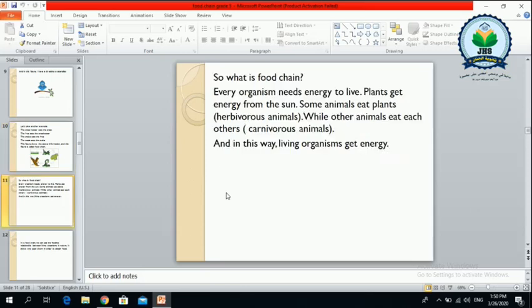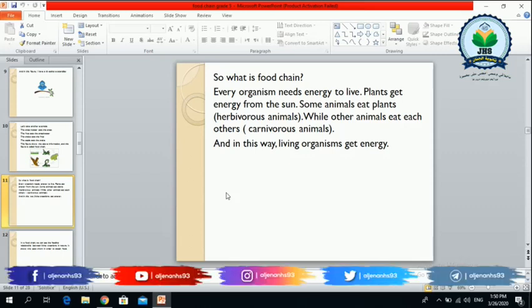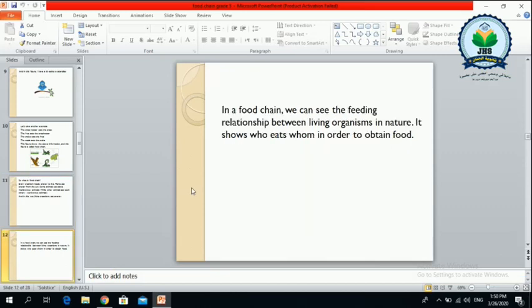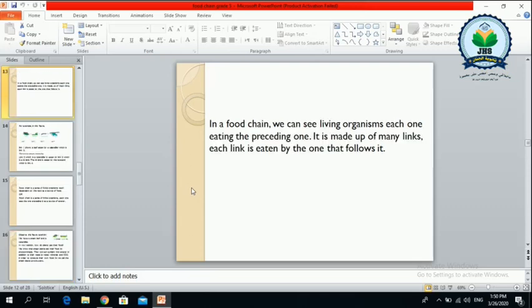So what is a food chain? Every organism needs energy to live. Plants get energy from the sun. Some animals eat plants and are called herbivorous animals, while other animals eat each other and can be called carnivorous animals. And in this way, living organisms get energy. In a food chain, we can see the feeding relationship between living organisms in nature. It shows who eats whom in order to obtain food.